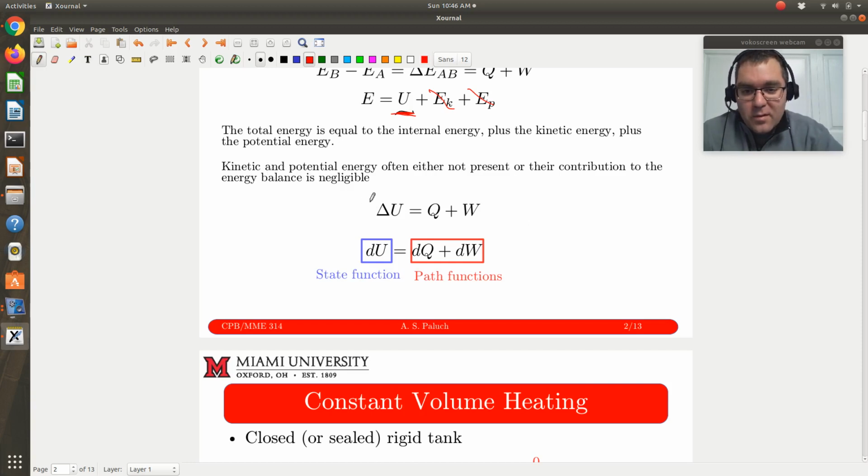So the first law balance that we'll take in this course will be delta U is equal to Q plus W, or in its differential form, dU is equal to dQ plus dW. And oftentimes for Q and W, we'll even use a curly differential, just to indicate that they are path functions and not state functions.